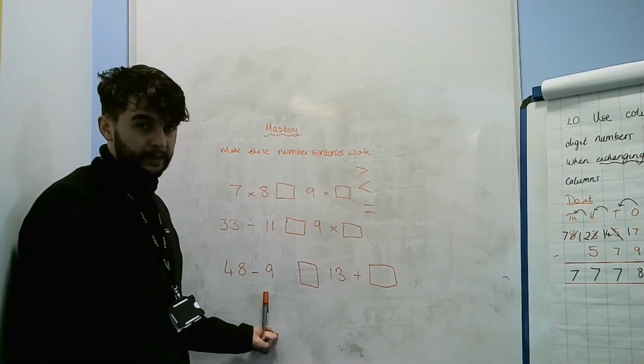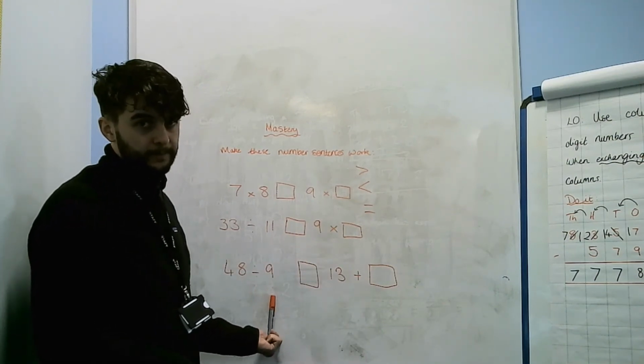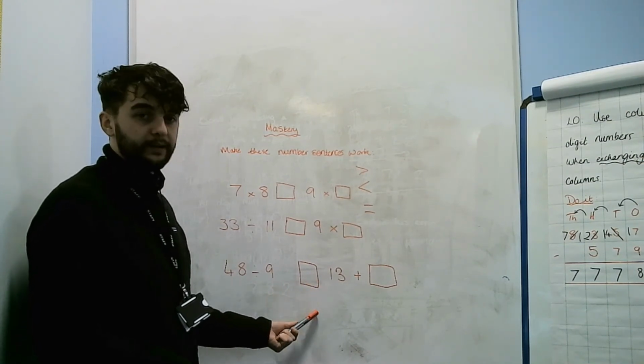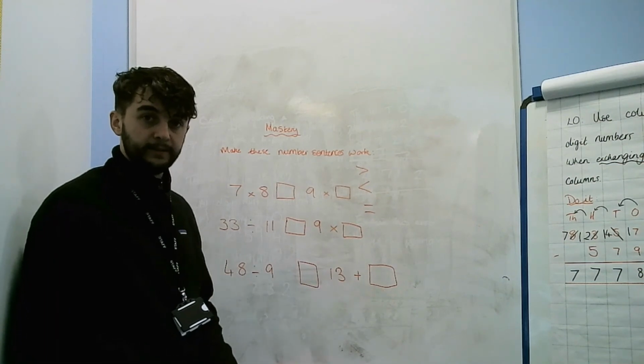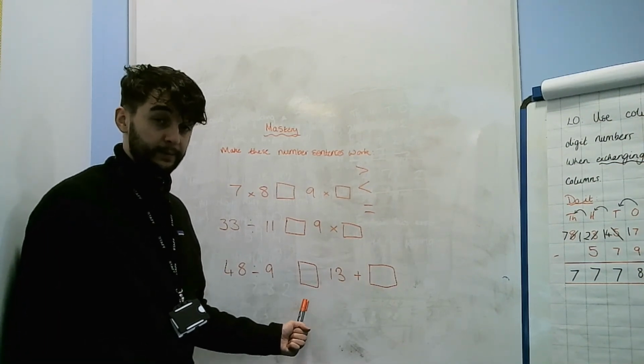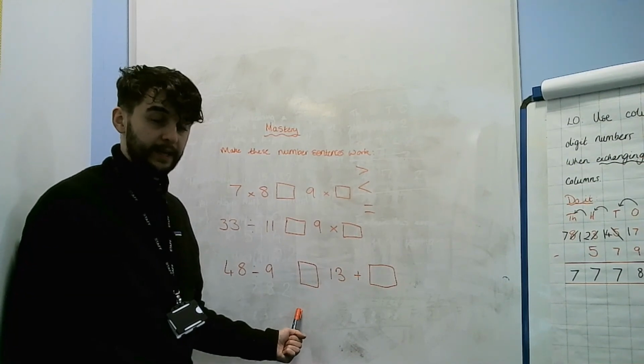48 divided by 9, bear in mind this will have a remainder. Okay, this one will have a remainder when you divide it. Is greater than, less than or equal to 13, add something else. If you want to, as a real challenge, make that last one equal to. But you'll need to probably use decimals in that, okay? Give it your best shot.